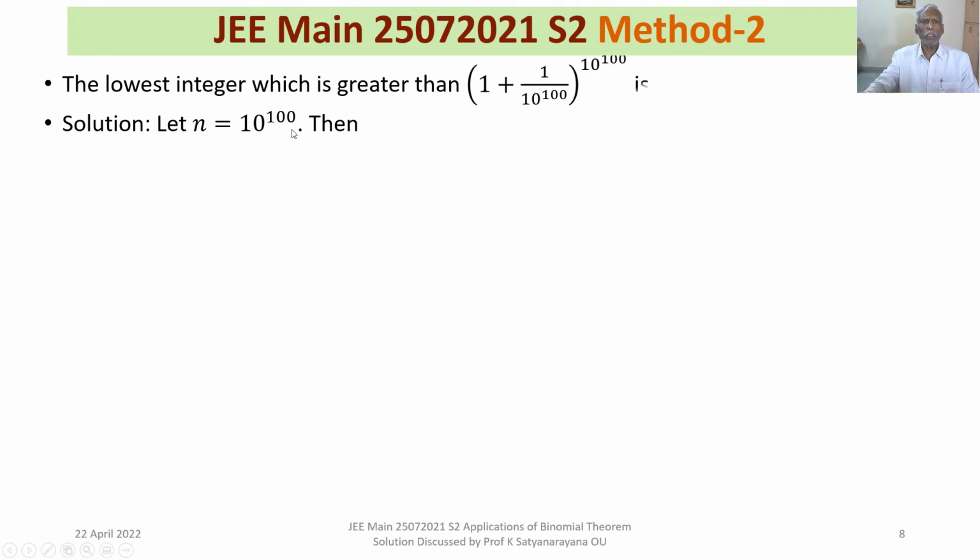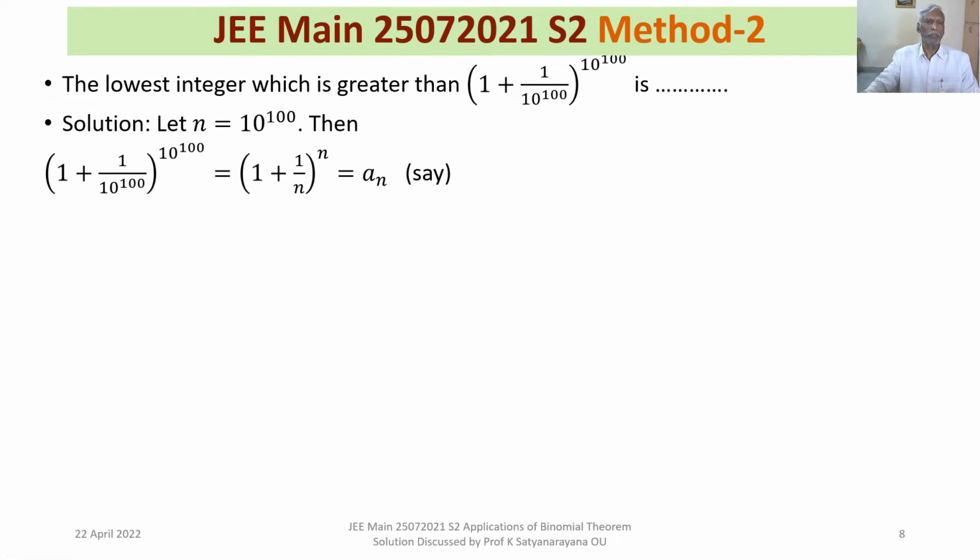Let n be equal to 10 to the power of 100. Then (1 plus 1 by 10 to the power of 100) whole to the power of 10 to the power of 100 will be (1 plus 1 by n) whole power n. Let's call this a_n. Thus we get a_n is a sequence of positive real numbers.